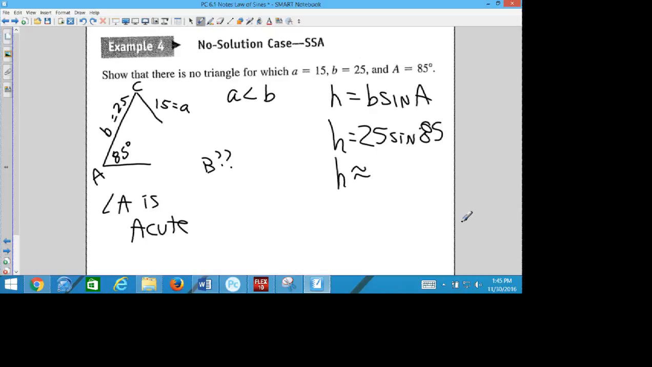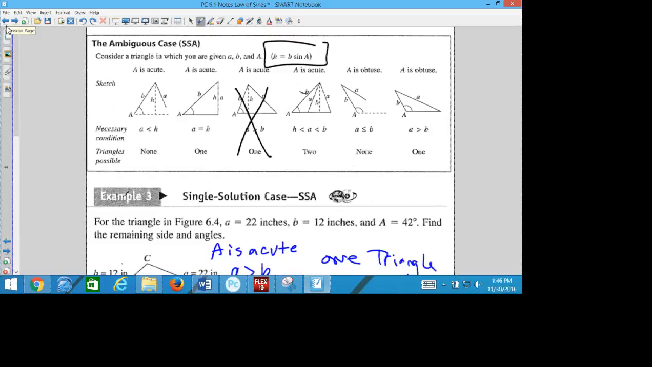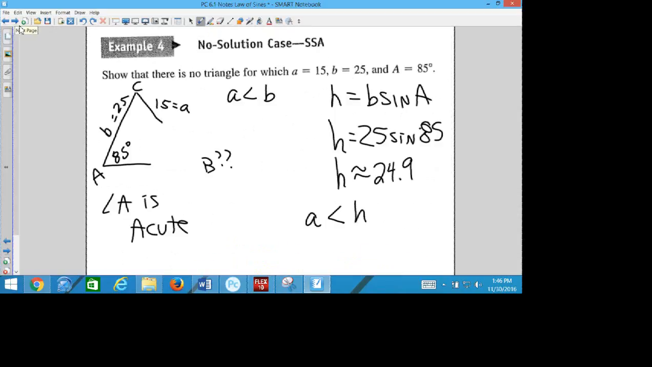What do we get? Okay. So 24.9. How does that compare to A? So A is less than H. So you look at your chart. A is less than H. A is not equal to H. H is not less than A. It has to be this one. There cannot be a triangle formed, so we are done.